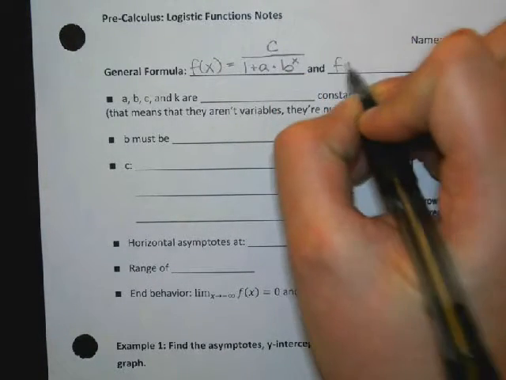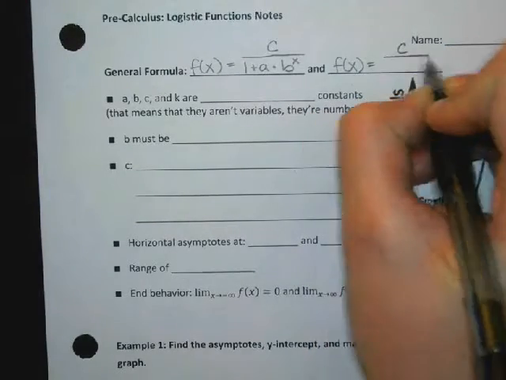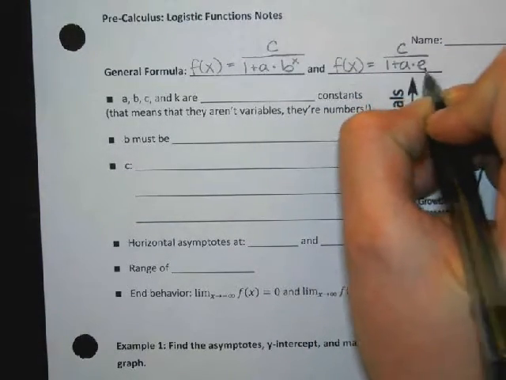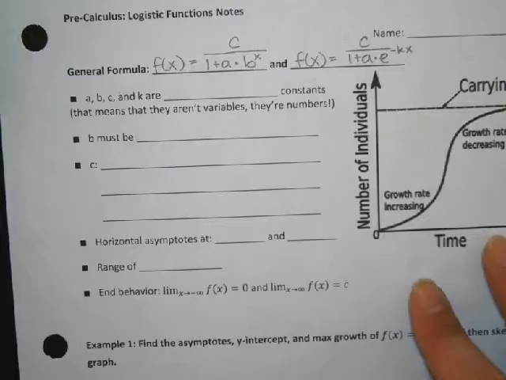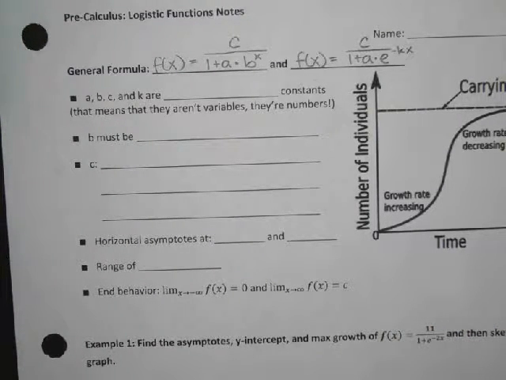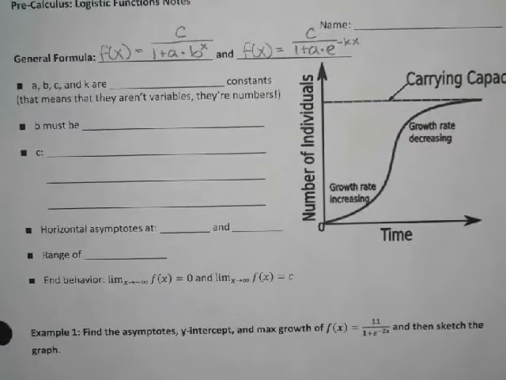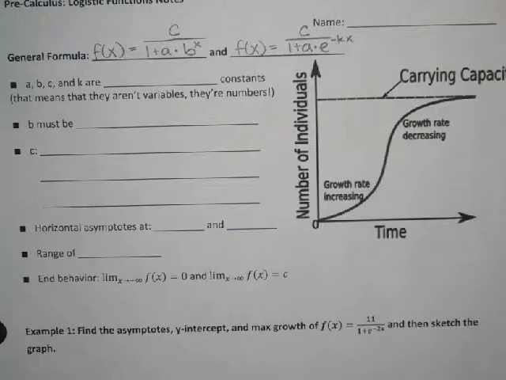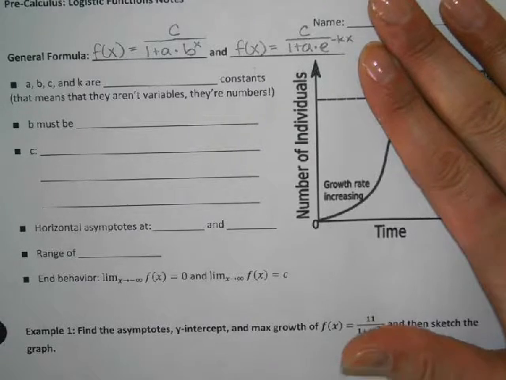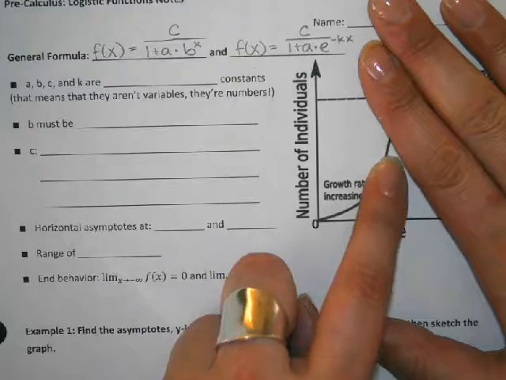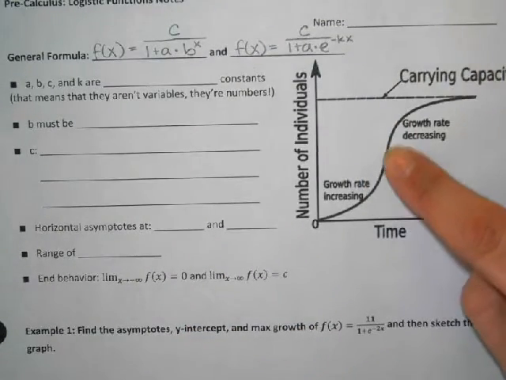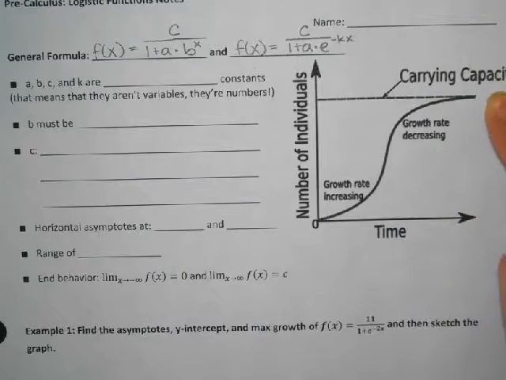The second form would be f of x equals c over 1 plus a times e to the negative kx. Right? So here's a picture of a typical logistic function. If you were to cover up this part of it, it kind of just looks like an exponential function. You guys see that? Exponentials grow super, super fast and they go straight up. A logistic function just says that after it goes straight up for a little bit, the growth decreases and then it levels out. It has something called a carrying capacity, which we'll get to in a second.